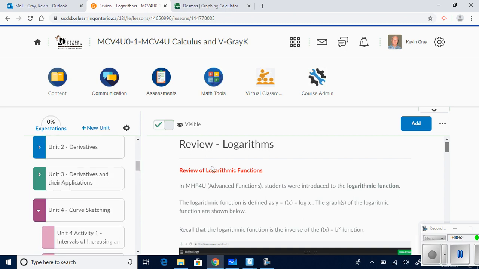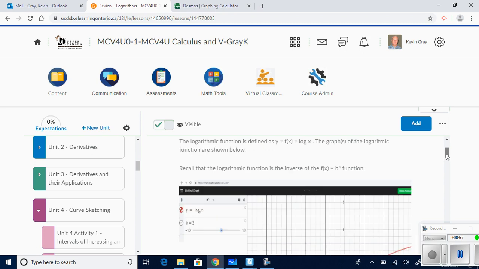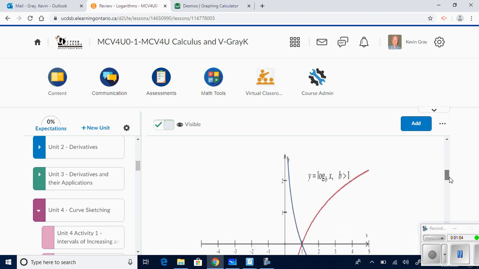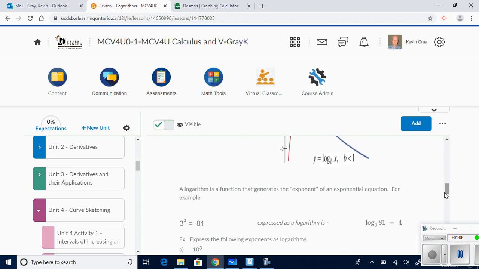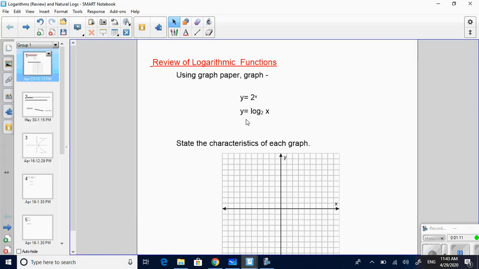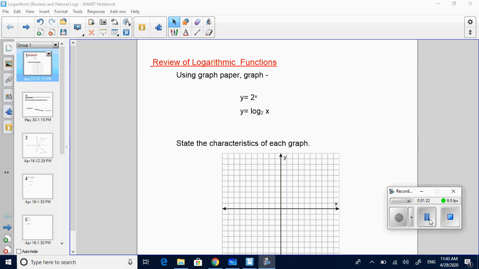So for the work with logarithms, we're going to do a quick review, and I want you to go into Desmos and take a look and graph. Here's the lesson. I'm going to call up Smart Notebook in a second, but I want you to graph these two functions in Desmos and get them onto this little graph here, and then talk about the characteristics of it. So I'm going to let you go into Desmos and pause my video and get these two graphs going here.